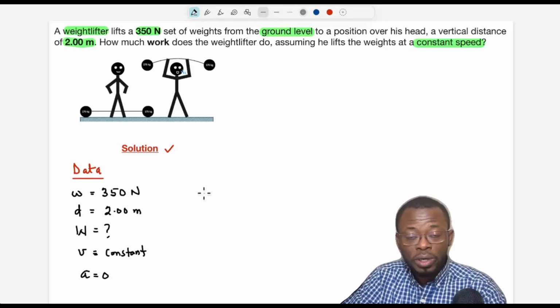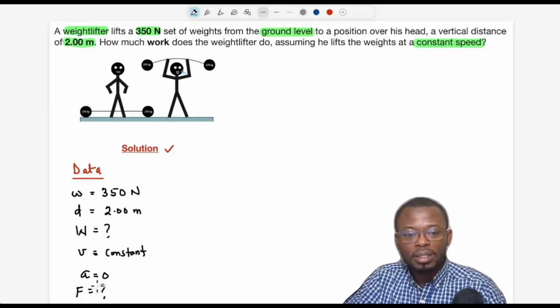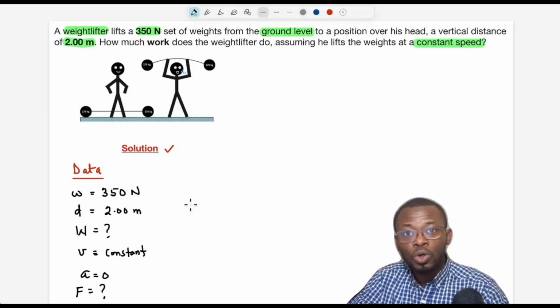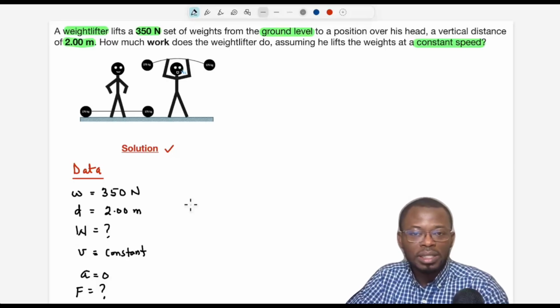So we need to draw a free body diagram because we are not given the force with which this weightlifter lifted the weight. We can use Newton's second law of motion to do that. So first, let's specify our coordinate system because it will help us to track the directions of each of the forces acting on this weight.